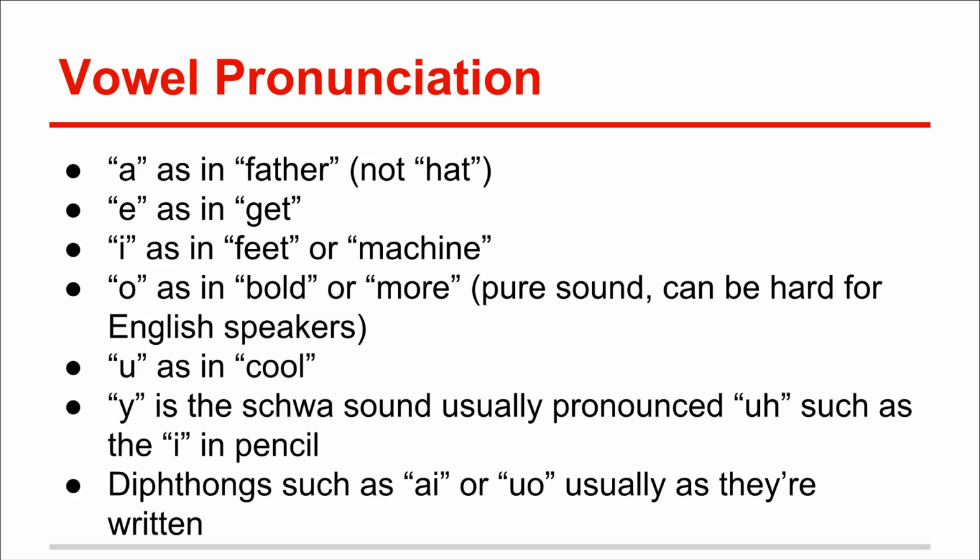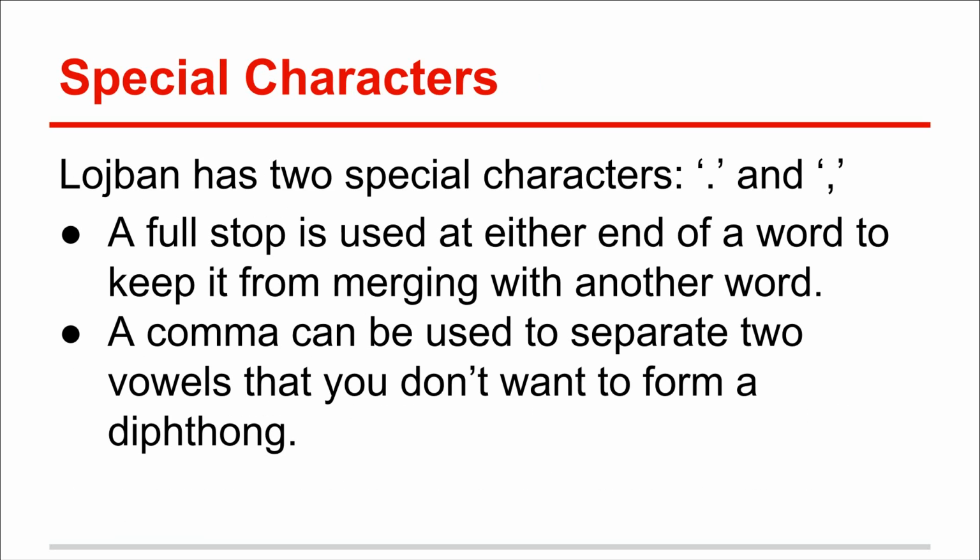And then finally, you do see diphthongs, which is just two vowels strung together without any space or consonants between them, and those are pronounced basically as they're written. So the AI combination there is pronounced as written, and the UO is as written. So just kind of string the two together and you'll be good.